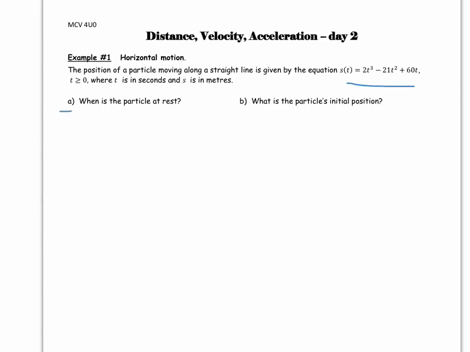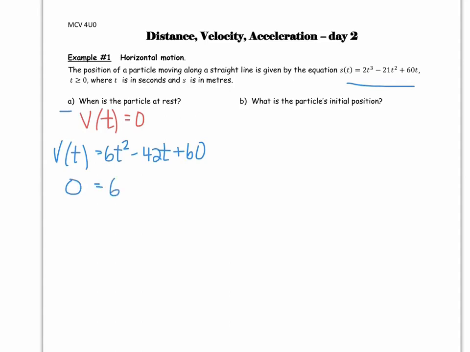Okay, so think quickly, what do you think that means? Hopefully you can figure out that that's going to mean when v at t equals 0. So of course I have to find v at t first by taking the first derivative, and when we do that we get 6t squared minus 42t plus 60. And then I'm going to find out when the velocity is equal to 0, so I'm going to set this equal to 0 and I'm going to solve.